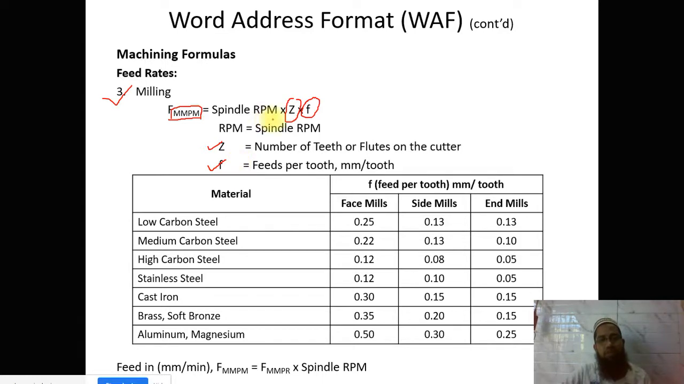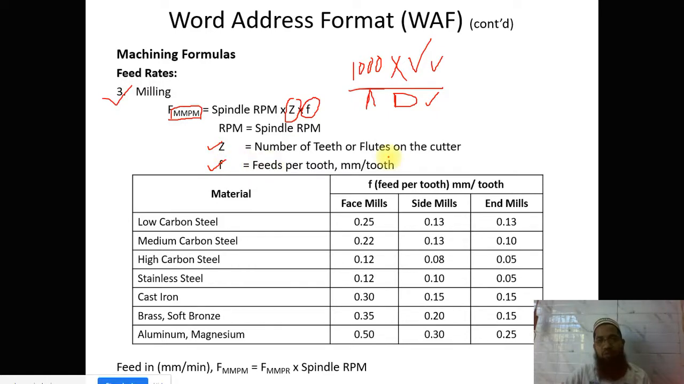And this is the formula: spindle RPM into Z into F. As I said, the spindle RPM we will get from the value of V and D, or if it is given directly in the question you can use it over here. If it is not given in the question, you can find it out, 1000 multiplied by V divided by pi D, as we have seen in the slide before last. Then V and D is given, and spindle, and after that the value of Z, the number of teeth.